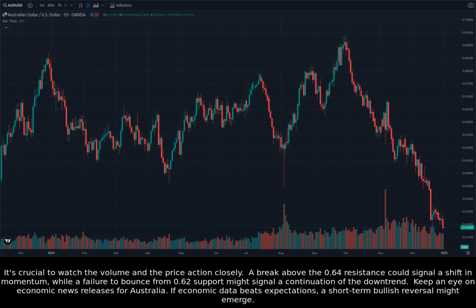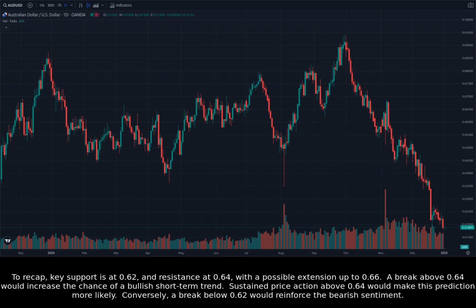Keep an eye on economic news releases for Australia. If economic data beats expectations, a short-term bullish reversal might emerge. To recap, key support is at 0.62 and resistance at 0.64, with a possible extension up to 0.66. A break above 0.64 would increase the chance of a bullish short-term trend.